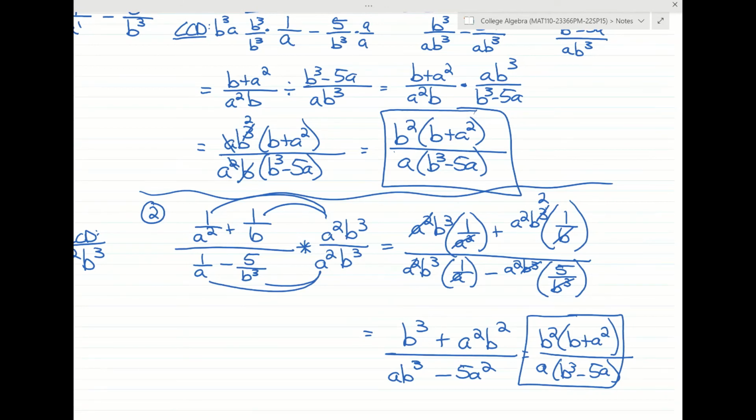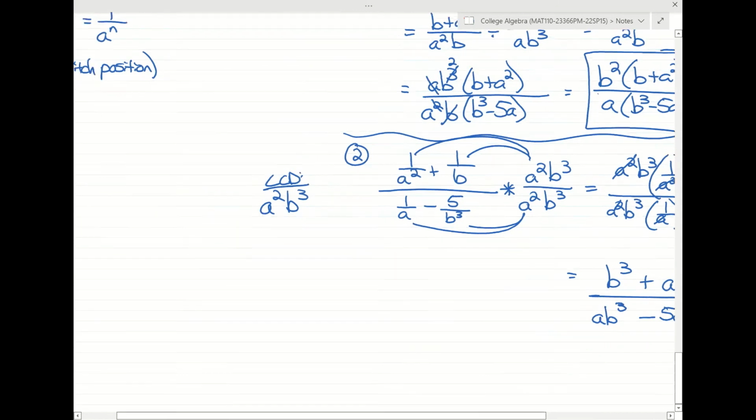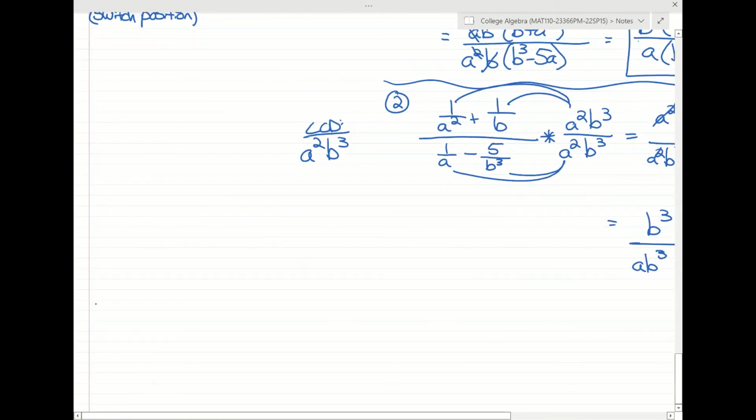One more problem for this section. What if we have x to the negative third plus 2y to the negative first over y plus 2x to the third? The problem on your exam that I made looks just like this.